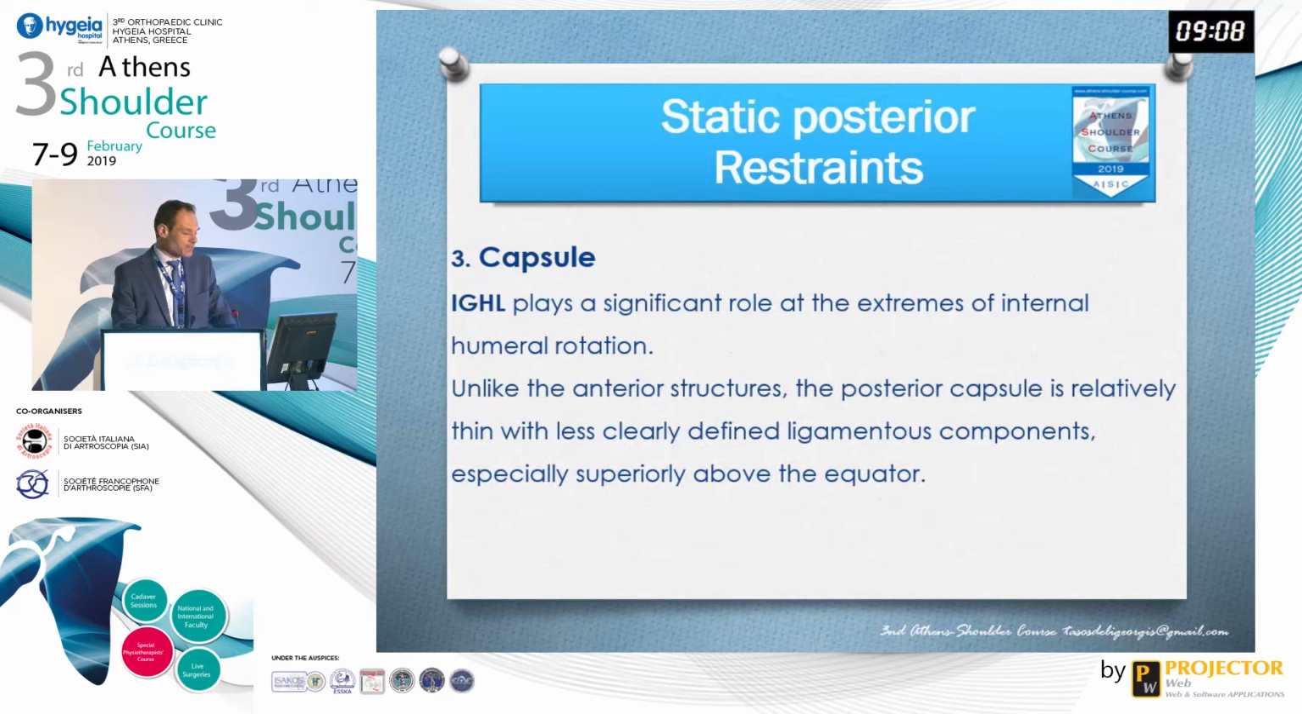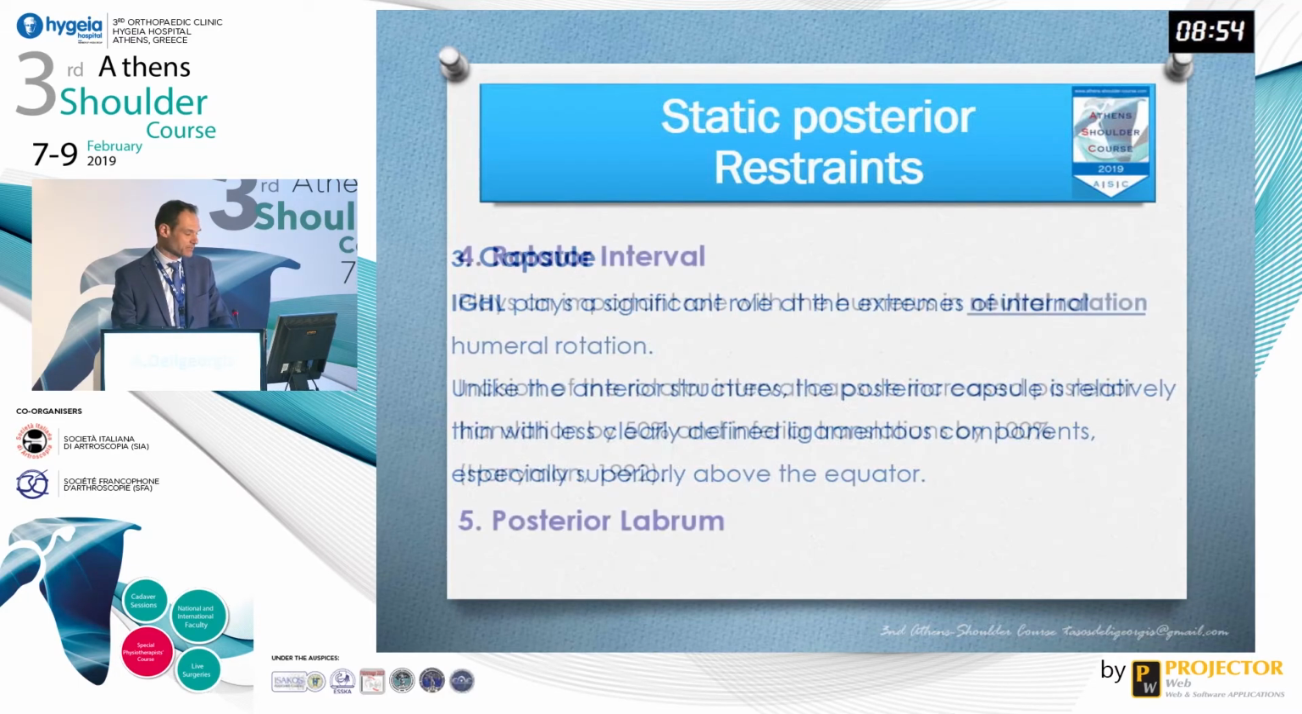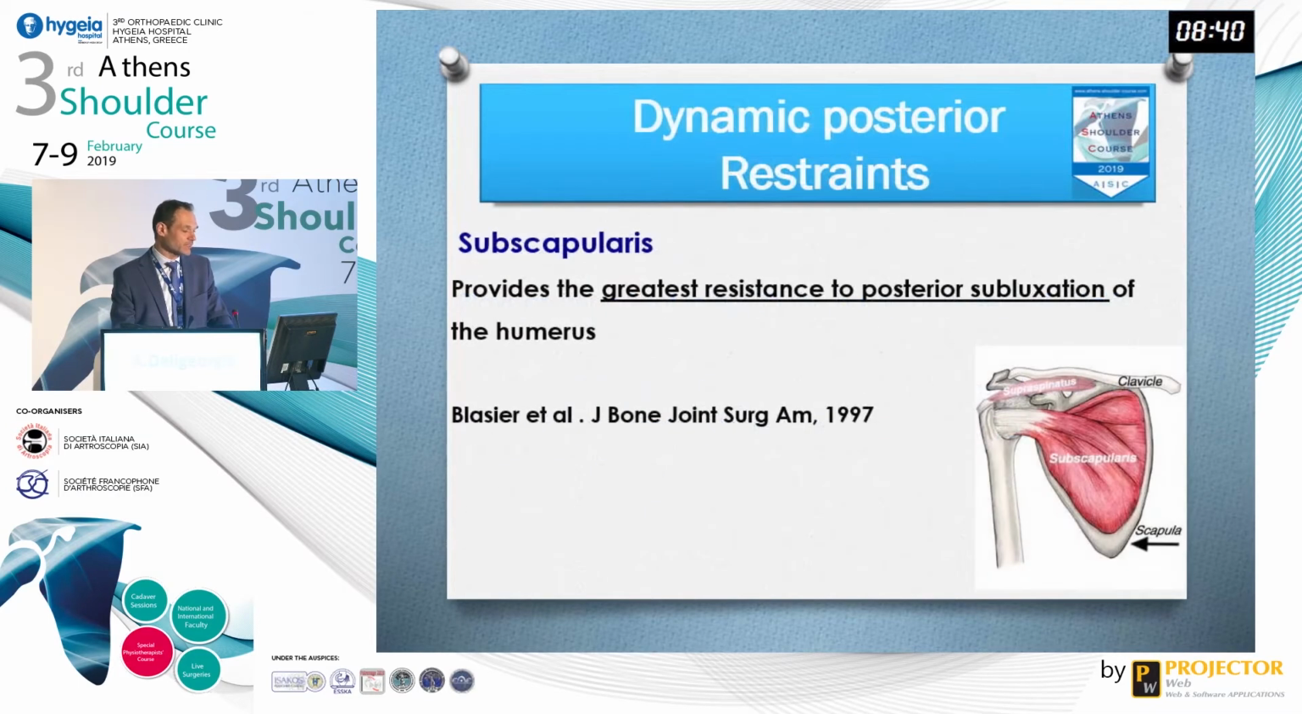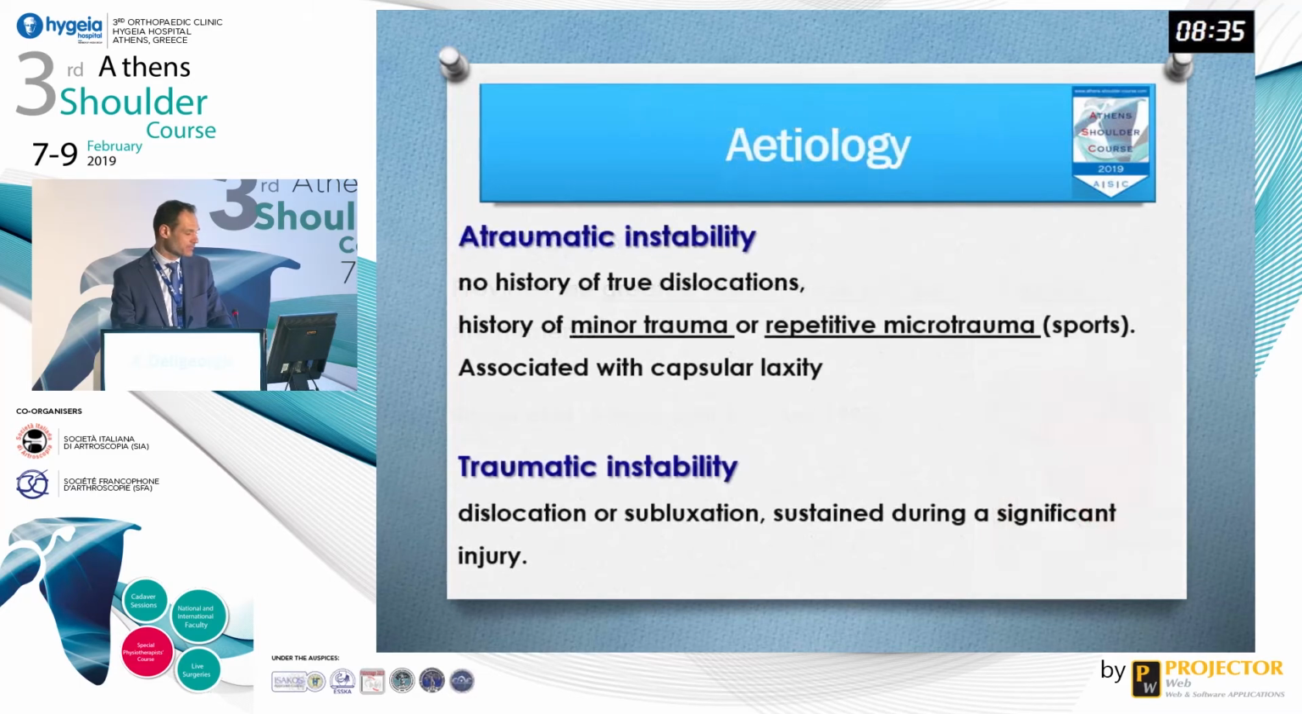The inferior glenohumeral ligament plays a significant role in the extremes of internal humeral rotation. The posterior capsule, as you heard before, is thin, and the ligamentous structures are less clearly defined, especially above the equator. The rotator interval also plays an important role in the humerus in neutral rotation, and incising the rotator interval can cause posterior translation up to 50% and inferior translation up to 100%. The subscapularis muscle provides the greatest resistance to posterior subluxation of the humerus.